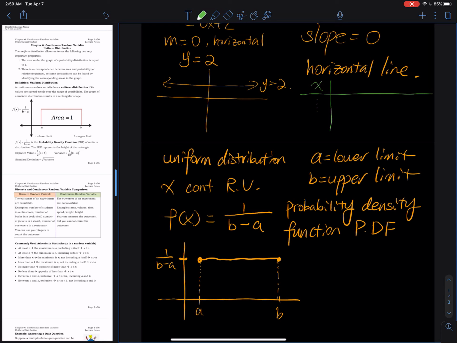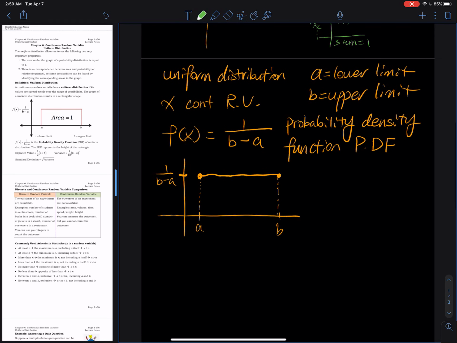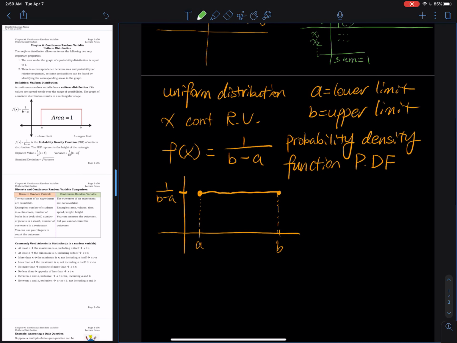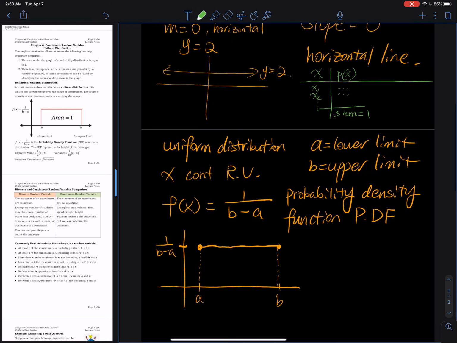X has some distinct values, right? And each value of x, let's say x1, x2, has a probability. The sum of all the probabilities is equal to 1. Okay, so in uniform distribution, we don't have a table anymore. We are not able to draw a table like this one.